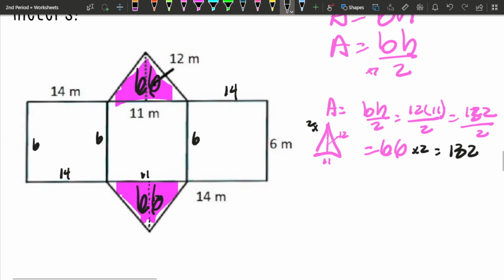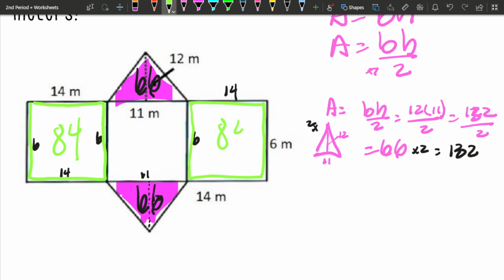Now let's look at the rectangles. Are they all the same? No. So let's start with the left. Let's start with this one. What is the base and height for this one? 14 and 6. So base times height, 14 times 6 is just 84. Is there another one just like it? Where? On the other side. On the right. This is also 14 by 6, which is just 84.